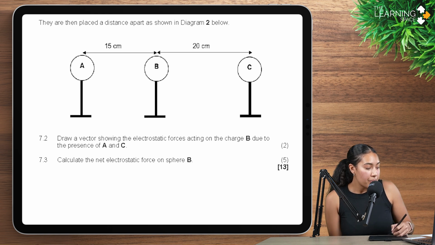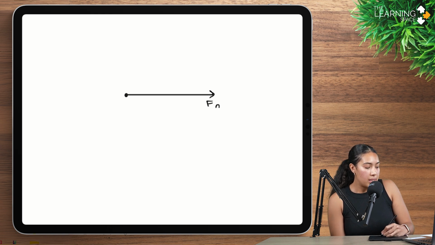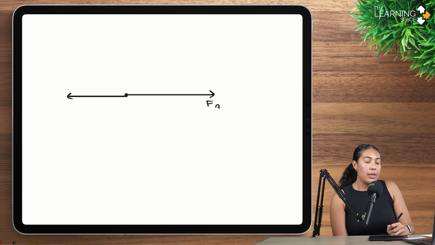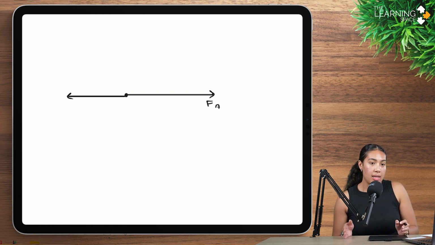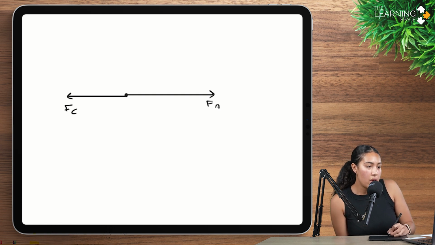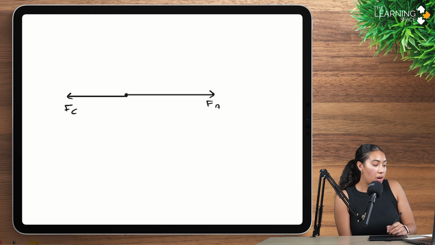So in terms of how our vector diagram would look, our sphere B is this dot. We know that A is exerting a force to the right, so we're going to draw that arrow in there. So this is FA, and then FC will just be in the opposite direction and slightly shorter. And let me just emphasize again, the reason why C will be shorter is because there's a greater distance, and if there's a greater distance, then there's less force exerted. Okay, so FC. That will be what our vector diagram would look like.